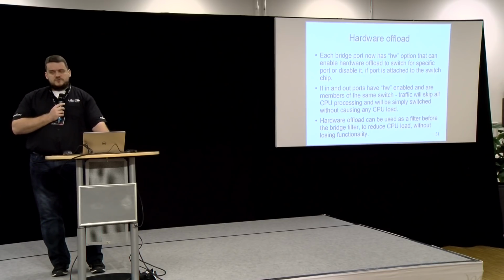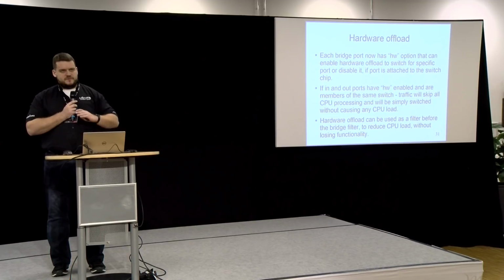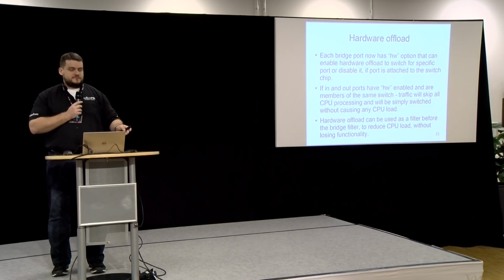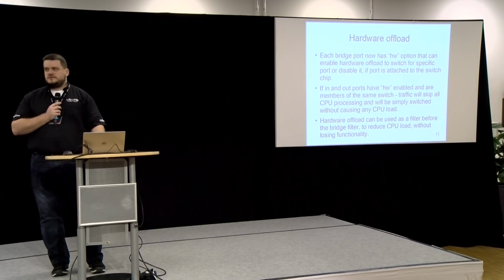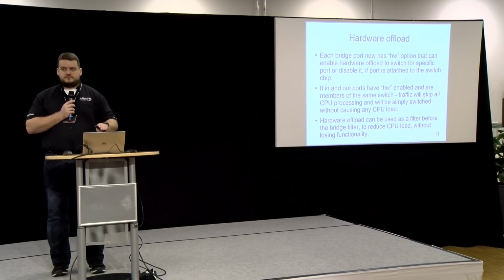So why not use it as an additional filter before the bridge filter? Why not send all the traffic that you want to go the fast way through the switch chip and leave only the traffic that you need to filter for the actual filter? Just enable the hardware flag for the ports that you know are secure, that are connected to your servers, to your computers, and accept everything. Enable this hardware yes option on those ports, and that traffic will not ever get to the bridge firewall.